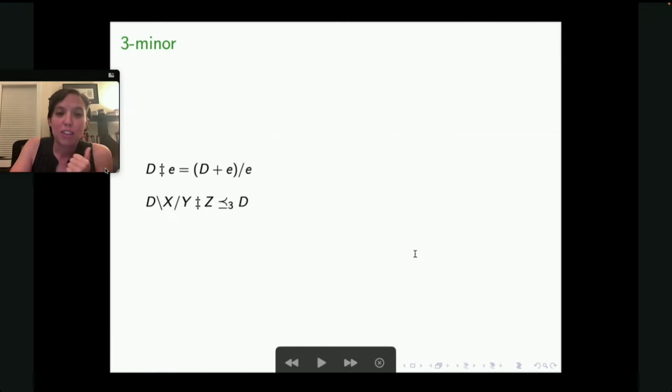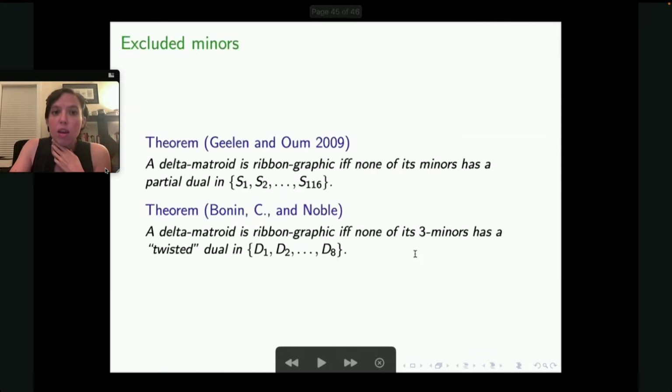We have minors in matroids obtained by doing deletions and contractions. We consider a 3 minor to be where we do deletions and contractions and loop complementations, because a delta matroid that is obtained in that way from another delta matroid is actually highly related to that delta matroid. Jim Geelan and Sang-Il in 2009 found a set of 116 excluded minors up to partial duality, excluded minors for ribbon graphic delta matroids, which is super cool.